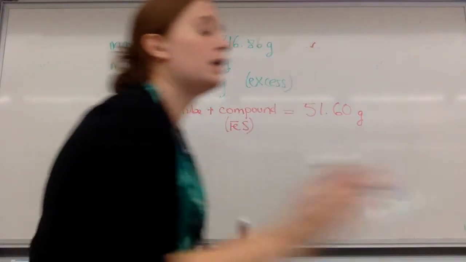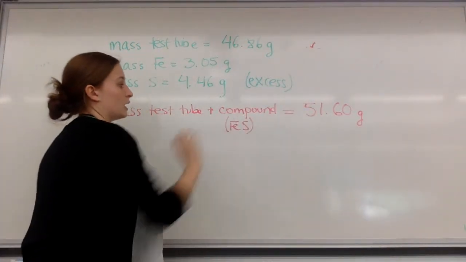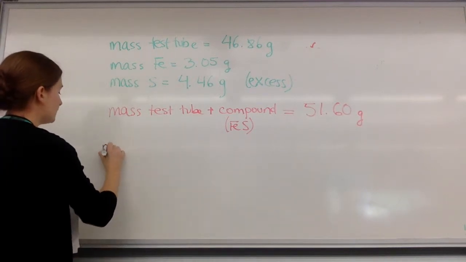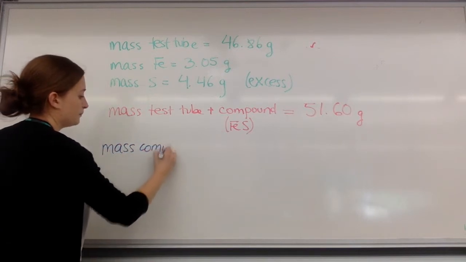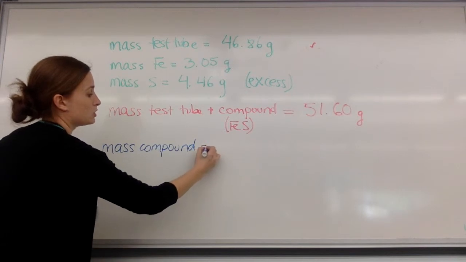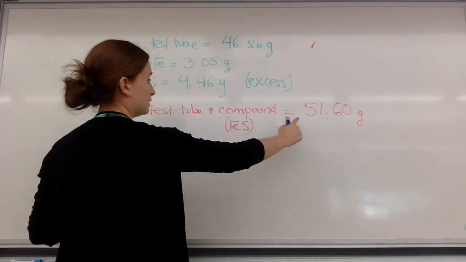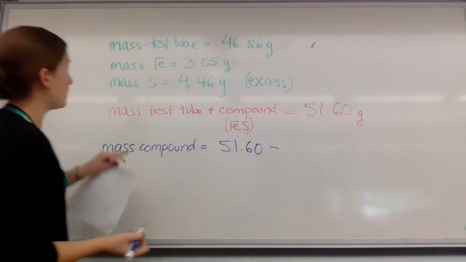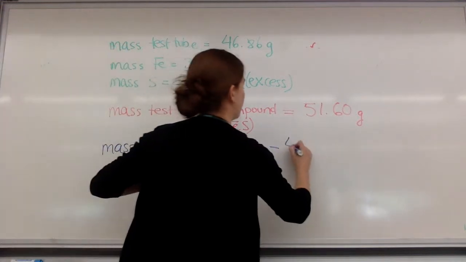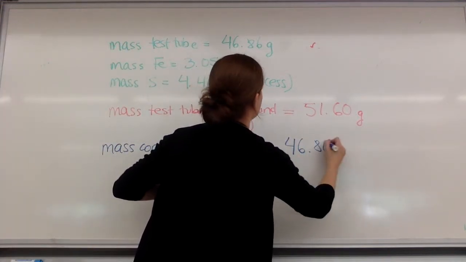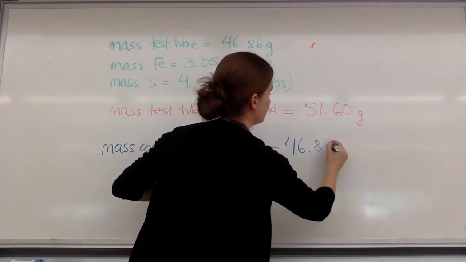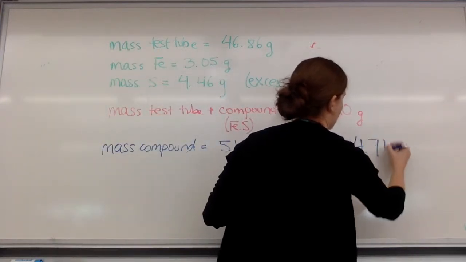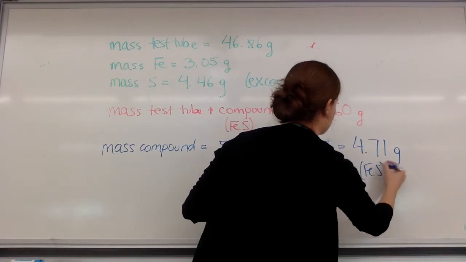Now, the first step, I hope you can see that. Yep. Now, the first step would be to find just the mass of the compound. So to do that, we want to subtract out the mass of the test tube. So the mass of the compound is the mass of the compound and the test tube, this one right here, 51.60, minus just the mass of the test tube. We want to subtract that out. So 46.86. And so we get that the compound is 4.71 grams.